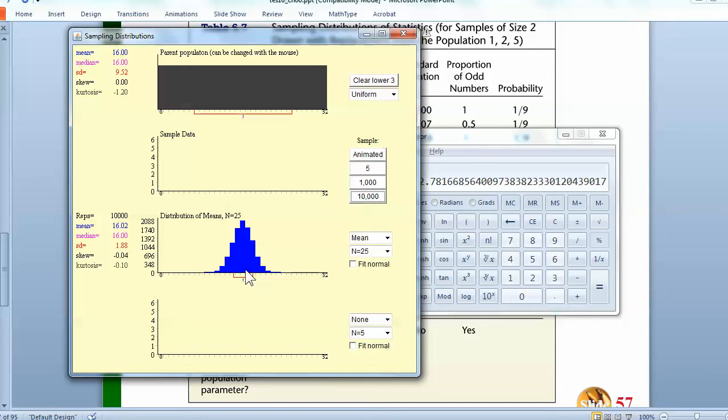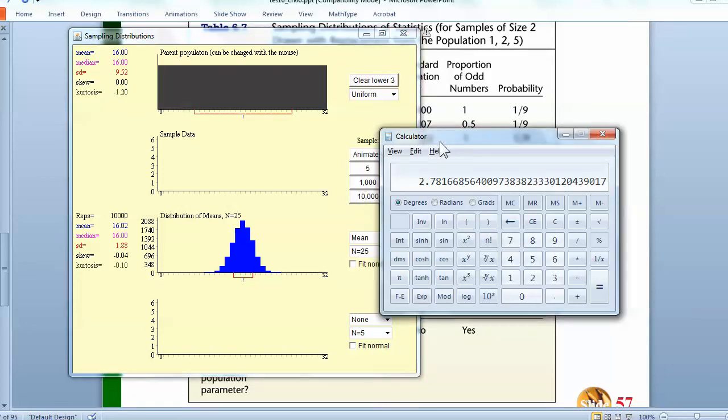Skinnier, of course. The skinniness or fatness is determined by the standard deviation. If I take 9.52 and divide that by the square root of 25, which is just 5, I get 1.9, and we're rounding here to 1.9.